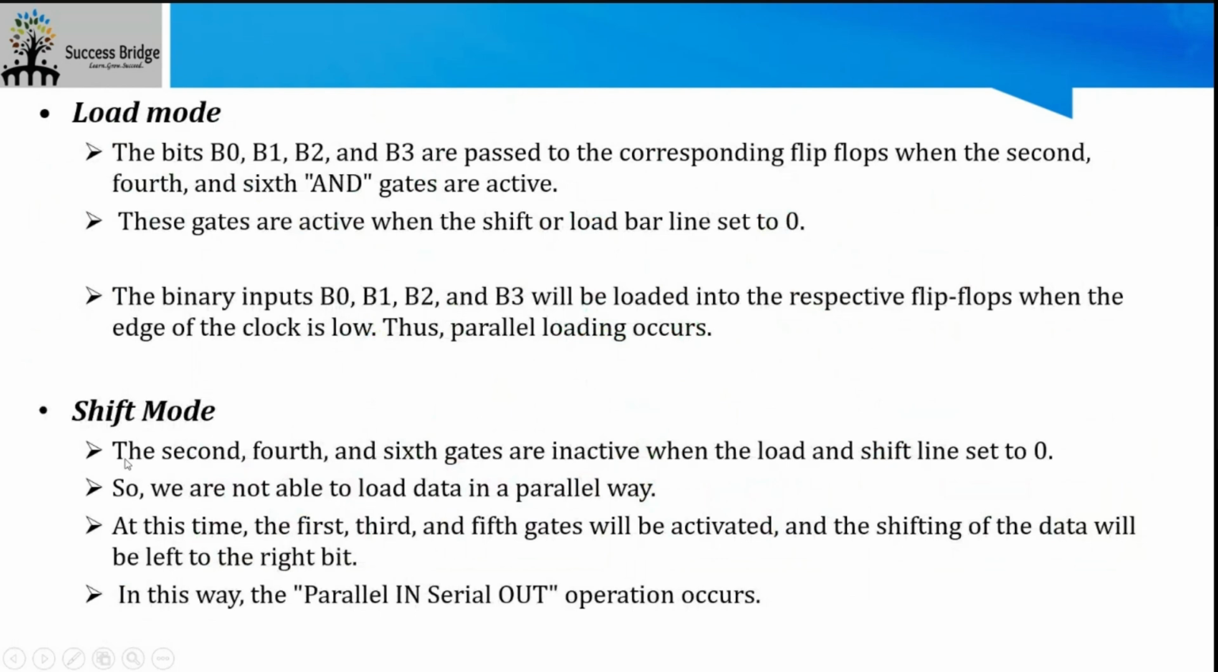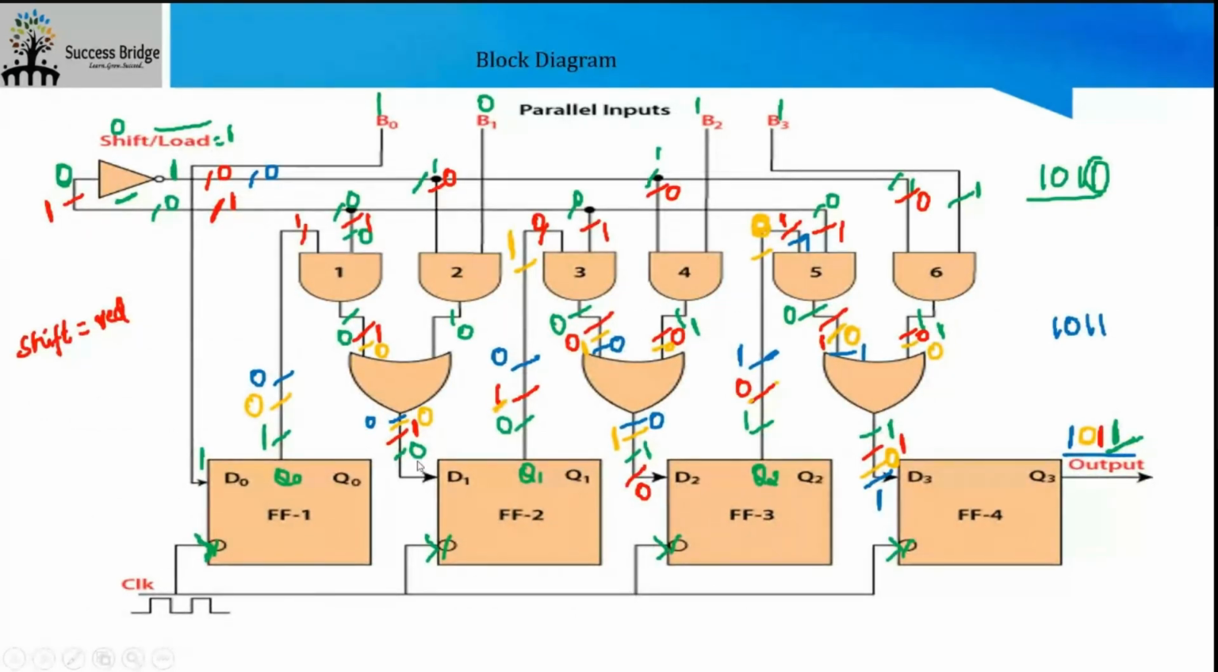now we move to shift mode where the second, fourth and sixth gates are inactive when the shift or load line is set to 1. So 2, 4 and 6 go to inactive and only 1, 3 and 5 are active during shift because 1, 3 and 5 are connected to the outputs of each flip-flop.